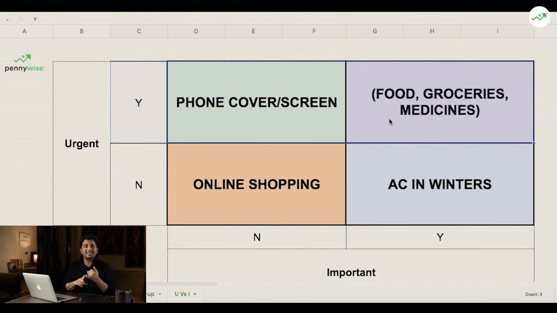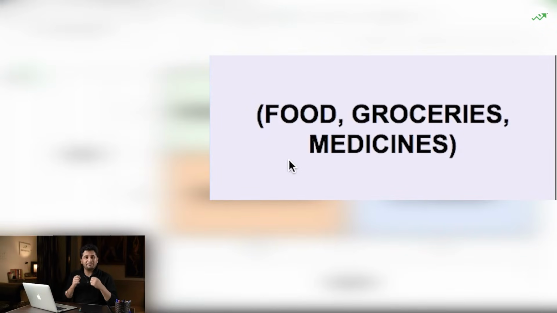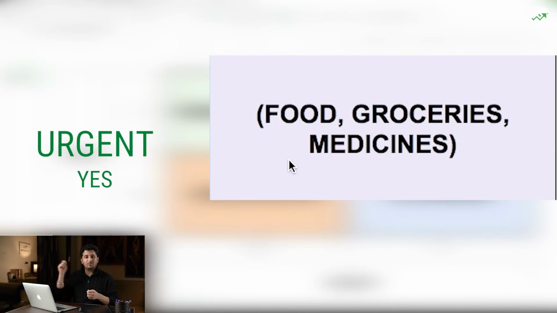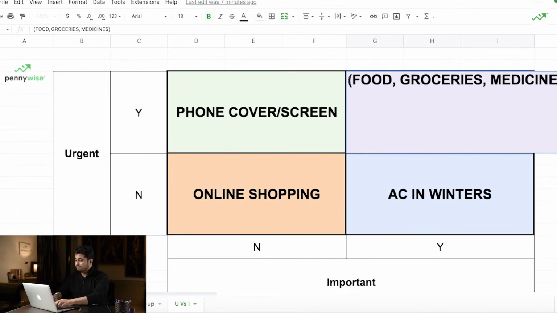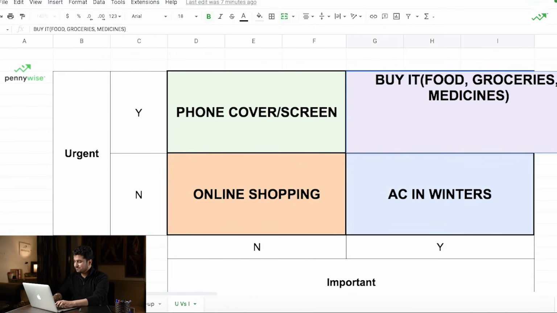If the answer is yes and yes, I'll give you some examples: food, groceries, medicines. You're out there, you need to purchase some food, do some groceries, buy some medicines. So with things like these, where you know yes, this is urgent, and yes, this is important, simply don't think about it, don't worry about it, just go and buy it. Whenever things like these come up, go buy it.